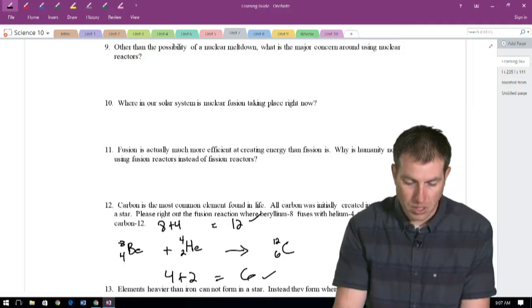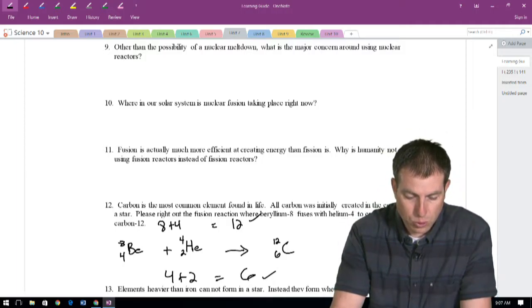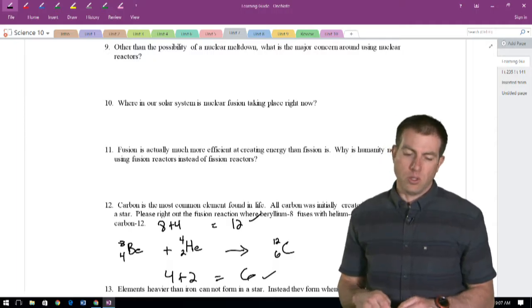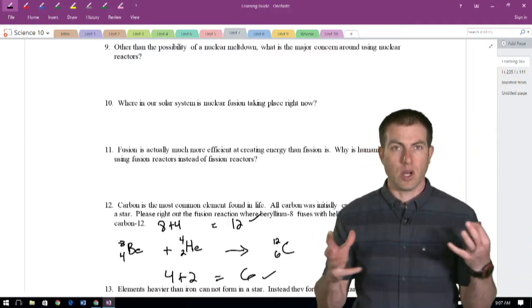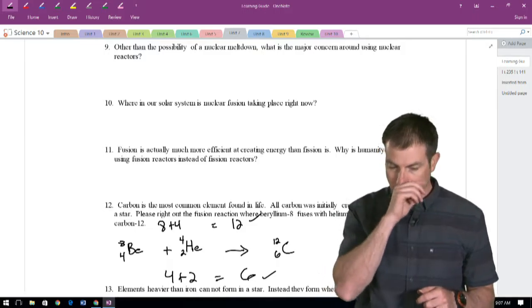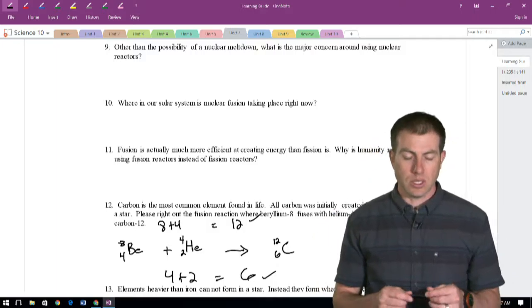Fusion is actually much more efficient at creating energy than fission. Why is humanity not using fusion reactors instead of fission reactors? So the majority of the nuclear reactors we have on Earth are fission reactors, where they take some large particles like uranium or plutonium, break them down, and harvest the energy from that. But if you could stick hydrogens together, it's more efficient, and more energy is released.